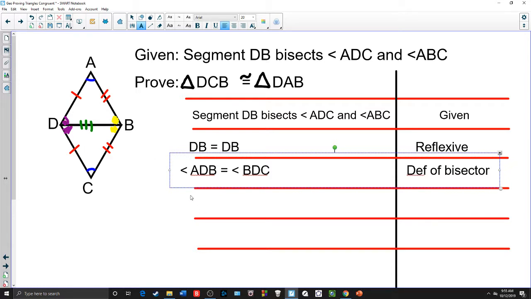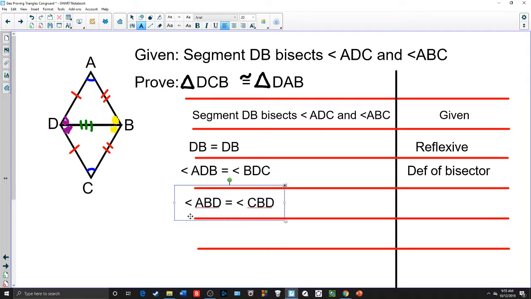And as you probably figured out, I can use the same logic over on this side because it's also a bisector of the other angle as well, because it says DB bisects ABC too. So since DB bisects this angle here, I know its top part has to be equal to its bottom part. So we can tell that angle ABD is equal to angle CBD. And how do I know that? Well, once again, by definition of bisector. So if you want to use the ditto marks, you can, or you can just say definition of bisector.